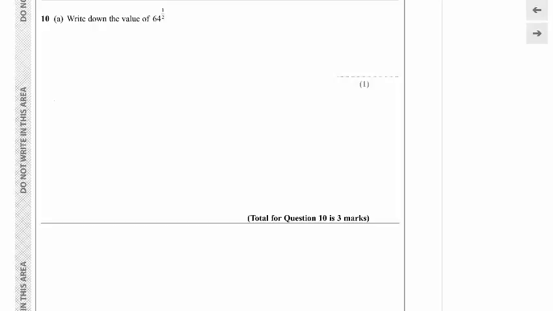So I've been asked to write down the value of 64 to the power of a half. So 64 to the power of a half. Well, look what happens if I multiply by another 64 to the power of a half. So just kind of a quick thought exercise to remind ourselves.